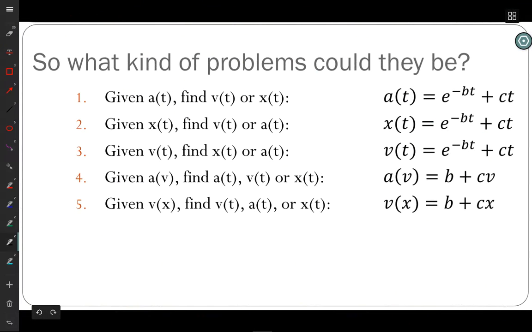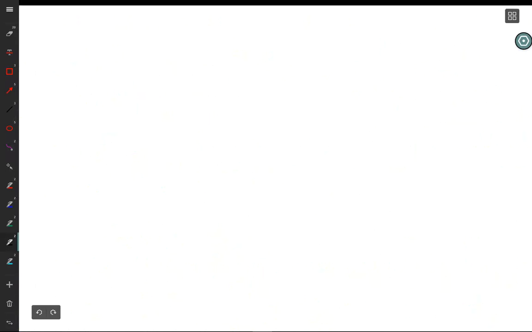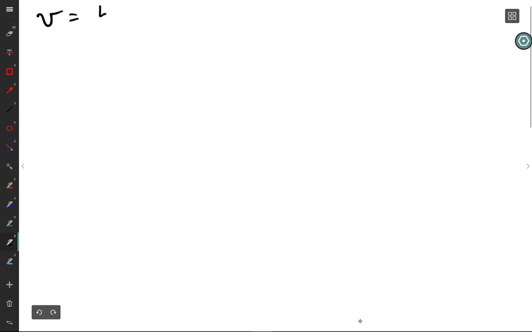All right. Let's do one more. You pick one of the last two. Obviously, there's a lot of similarity between the two. I will randomly pick number 5. So V is B plus CX. This has V and X as variables.